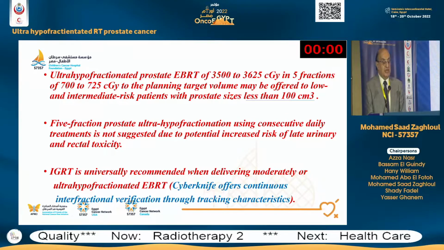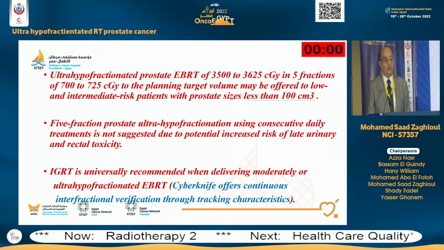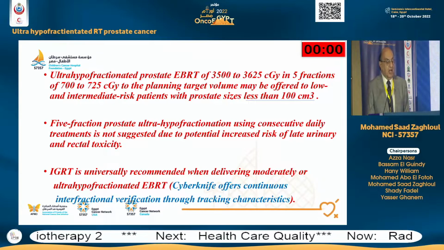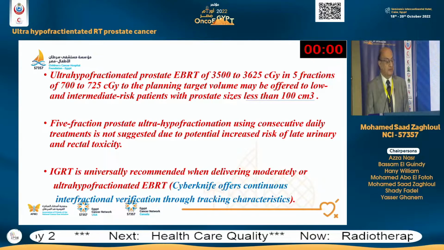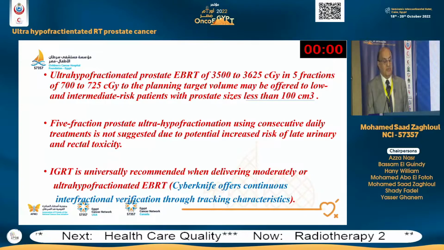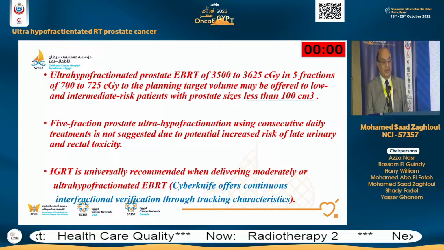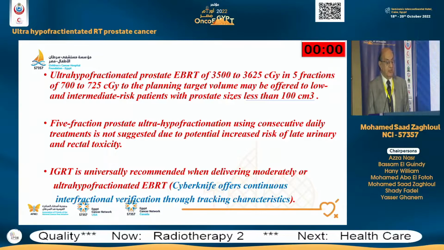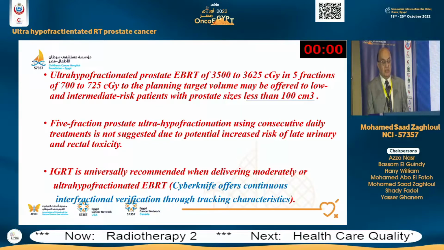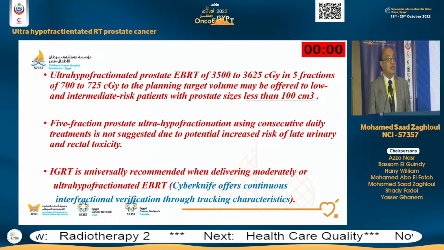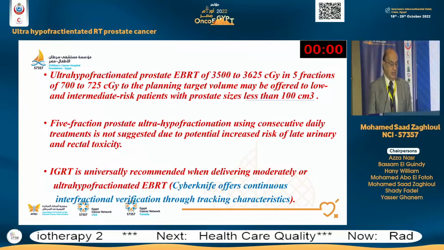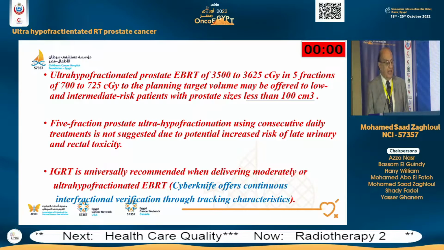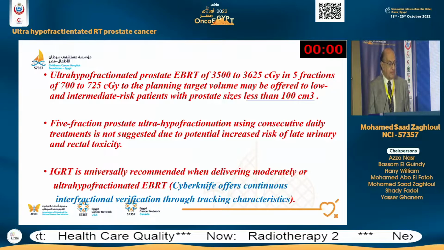Ultra hypofractionation of 35 to 36.25 gray in 5 fractions to the planning target volume may be offered to low and intermediate risk patients with prostate size less than 100 cubic centimeters. Five-fraction prostate ultra hypofractionation using consecutive days of treatment is not suggested, and we are not doing this; we treat every other day, due to the potential increased risk of late urinary and rectal toxicity.